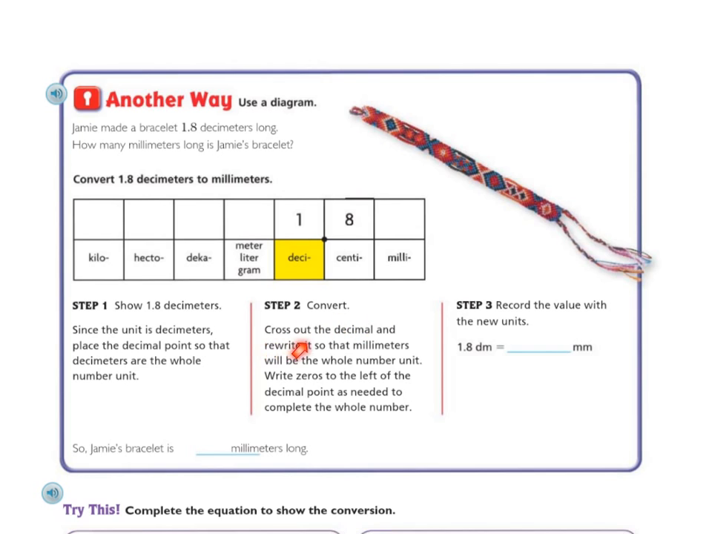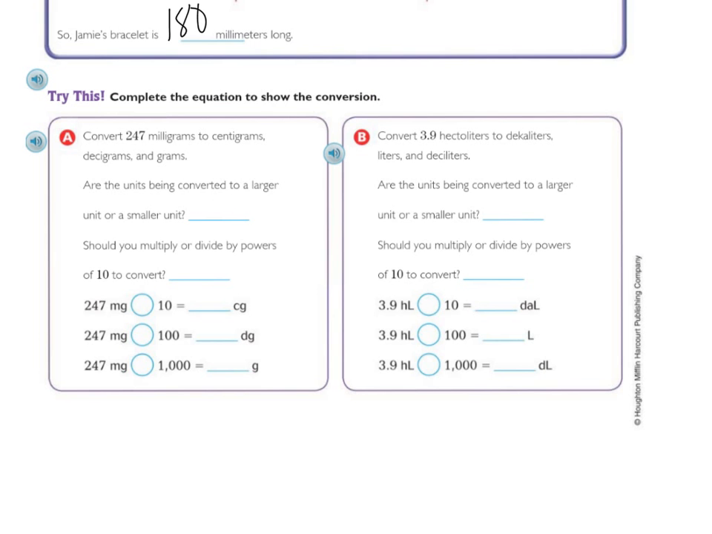Step 2, I'm going to convert. I'm going to cross out the decimal and rewrite it so that the millimeters will be a whole number unit. Then I'm going to write the 0 to the left of the decimal point as needed to complete the whole number. Okay, so that means I'm going to put a 0 here, right? And then I'm going to move my decimal point so that I can make it a whole number. So I'm going to make it 180 because I'm going over 2 times, right? So Jamie's bracelet is 180 millimeters long because I want to move my decimal point right there. Okay? All right, so let's continue trying this.